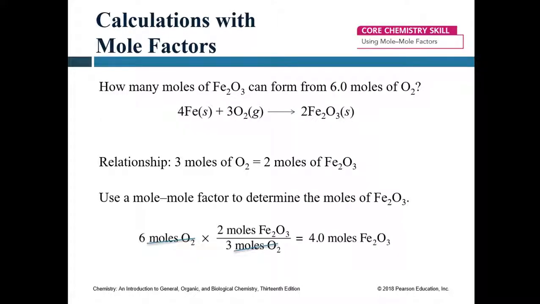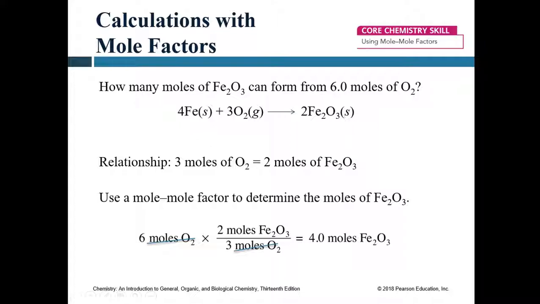Okay, now, let's look at this one. Here's some more calculations with more mole factors. How many moles of iron 3 oxide can form from 6 moles of O2? Now then, we're going to use the concept of the relationship and do a problem. So, we are going to start out with 6 moles of O2. Now, we have this relationship of O2 to Fe2O3. The relationship is 3 moles of O2 to 2 moles of Fe2O3.